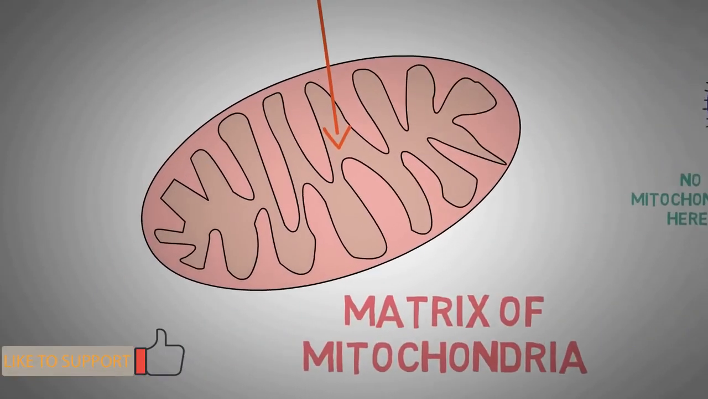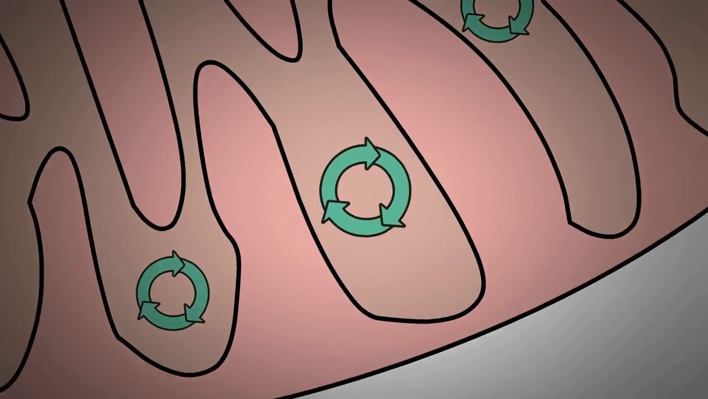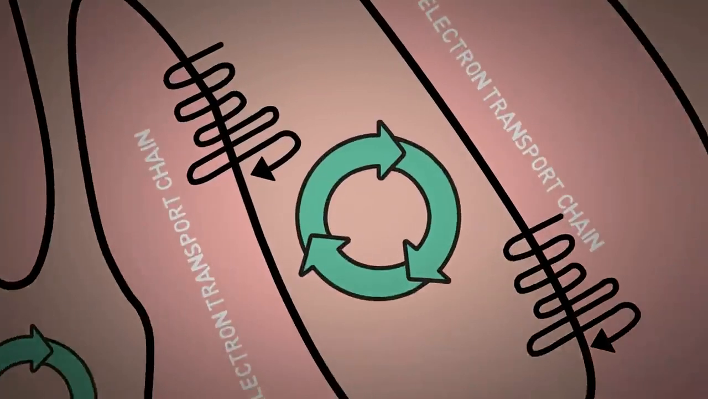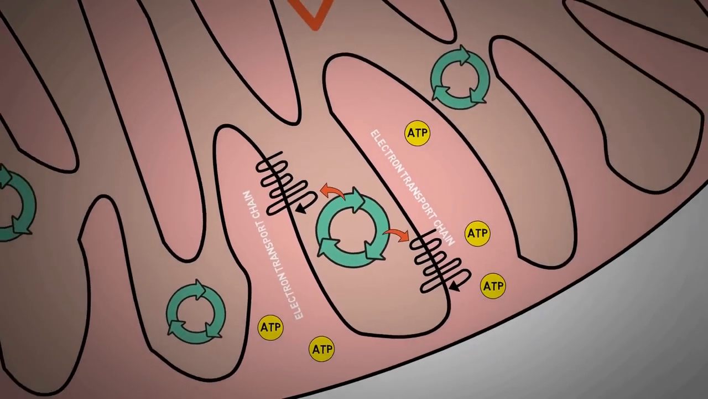Now there is a very important reason why a Krebs cycle takes place in the center of the mitochondria. This is because of the presence of the electron transport chain in the membrane of the mitochondria. This electron transport chain is a chain of many different enzymes that uses the products formed in the Krebs cycle to produce energy in the form of ATP.